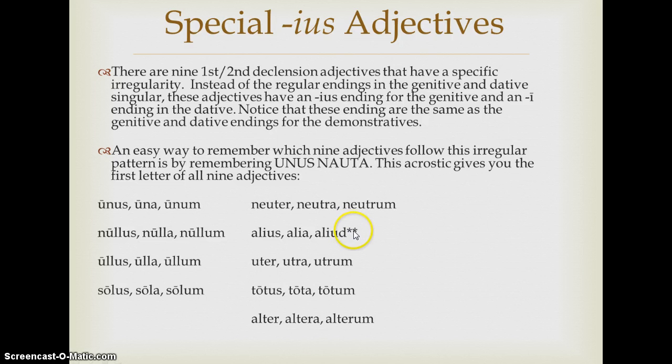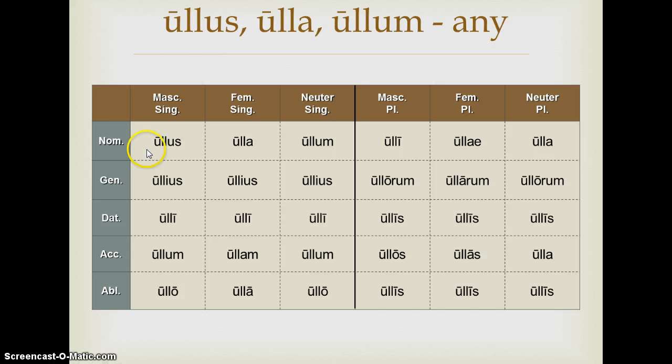I put 2 little asterisks next to alius, alia, aliud because I wanted to remind myself to mention that this has a particularly irregular genitive singular in that it has the same one as alter, altera, alterum, which I'll show you in a second. Okay, so let's look at a sample declension of this. So you'll see ullus, ulla, ullum, right? You would expect this to be us, i, o, o, but instead it's us, ius, i, o. Ius, i, o, right?